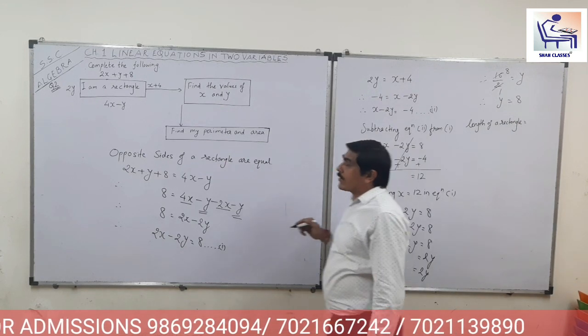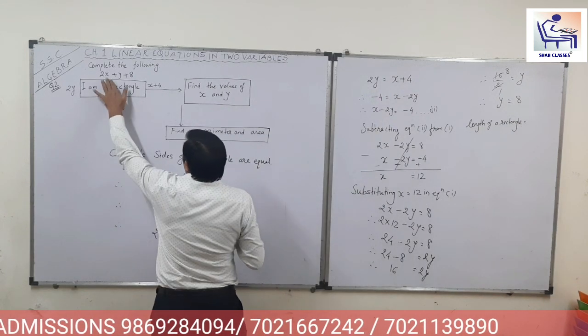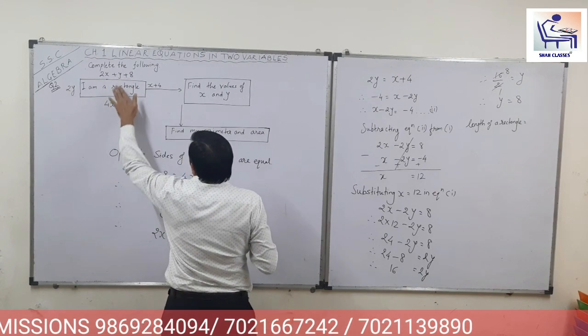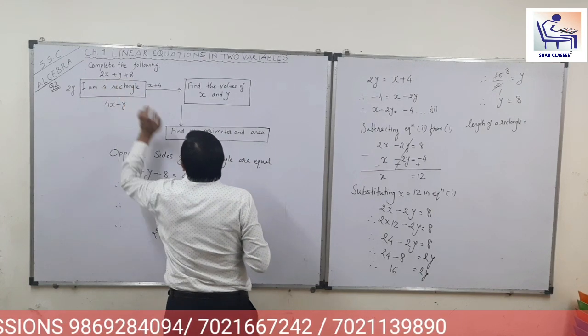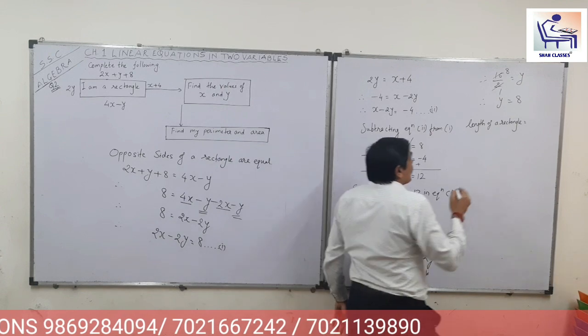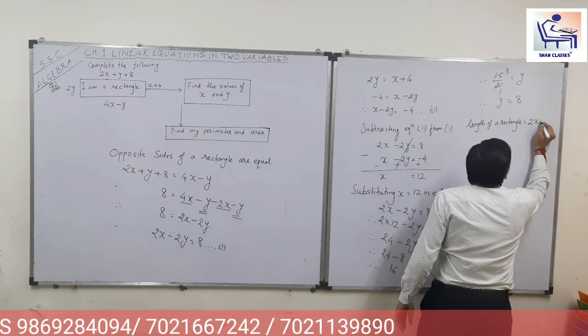What is the length of a rectangle? So 2x plus y plus 8. You can take this also or any one of them. So I am taking this 2x plus y plus 8.